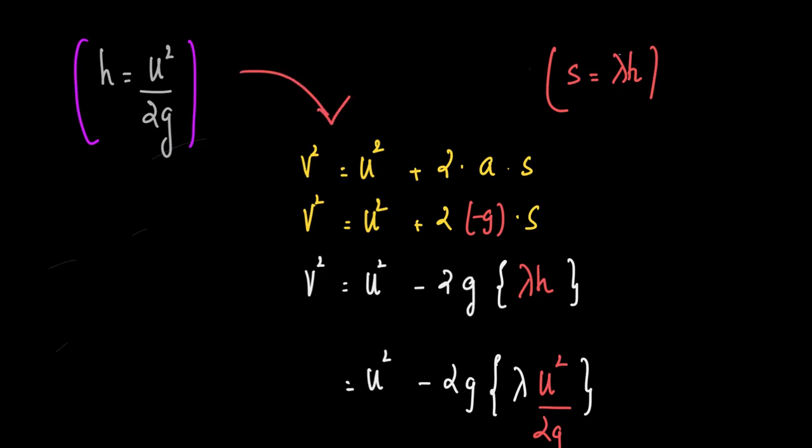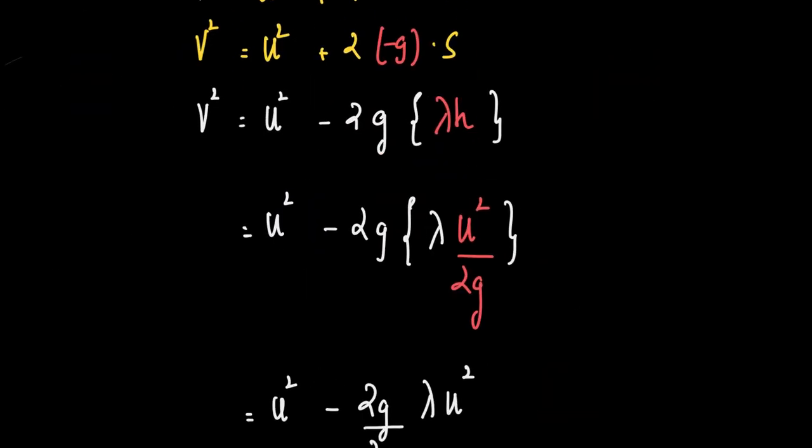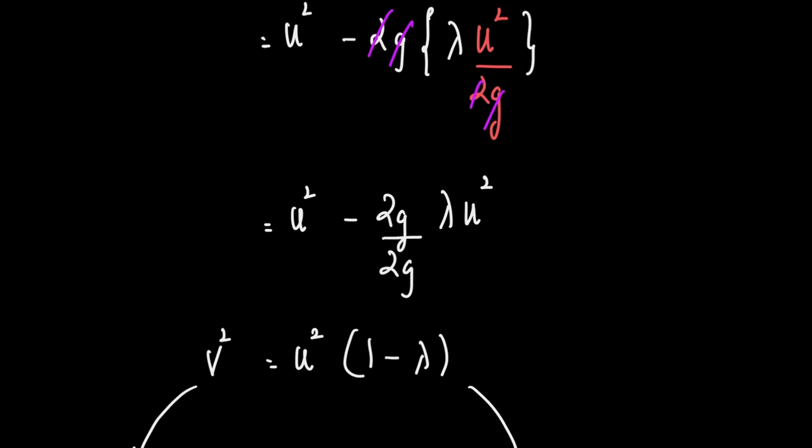Plugging these two into the equation v square is equal to u square plus 2as, where a is minus g. What is s? s is lambda h. What is h? h is u square by 2g. So what we get here is v square is equal to u square minus 2g into lambda into u square by 2g. 2 by 2 is 1, g by g is 1. So v square is equal to u square minus lambda u square. Taking u square as common, we get u square into 1 minus lambda.